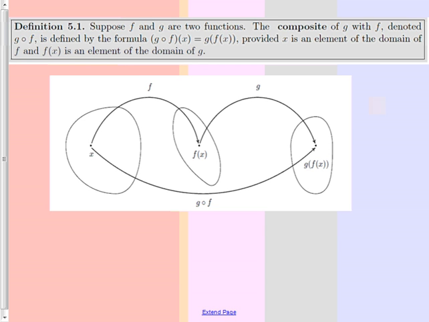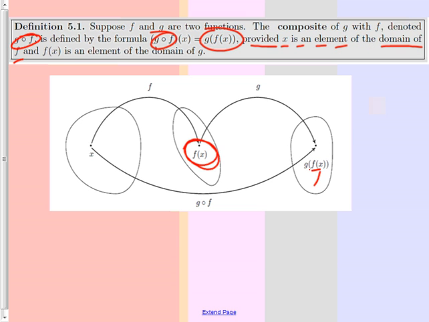All right, this is analytically saying, suppose f and g are two functions. The composite of g with f, denoted by g of f, is defined by the formula: g of f of x equals g of f of x. See how they're two different notations, but they mean the same thing? They're equal to each other. Provided, this is about that domain thing, x is an element of the domain of f.